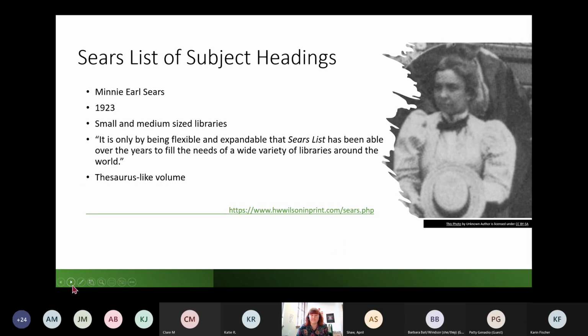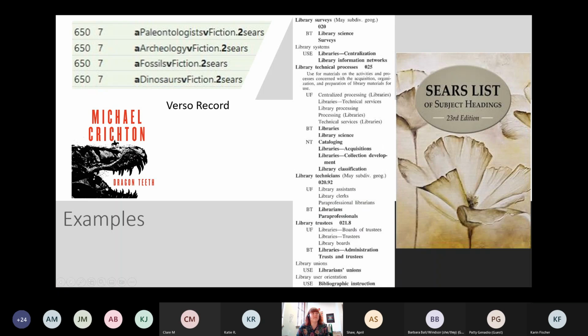Here's the cover of the 23rd edition, which is what they're currently on. And here's what it looks like on the inside for technical services. You get the scope of the term, different related terms, and then different examples that are related, similar, but their own subject headings in bold. So library technicians, as well as library technical processes, can be used for material on that.